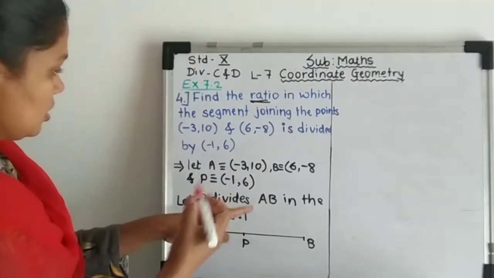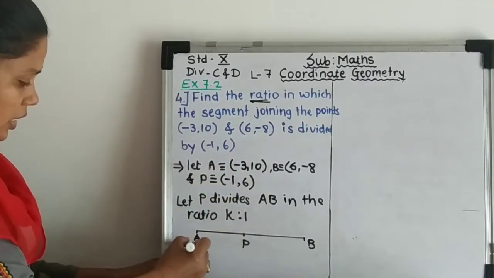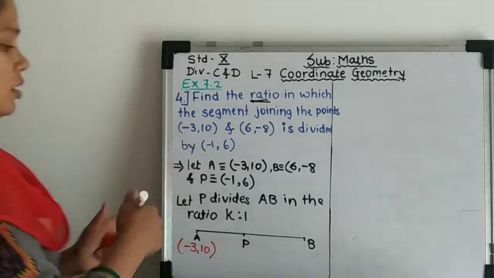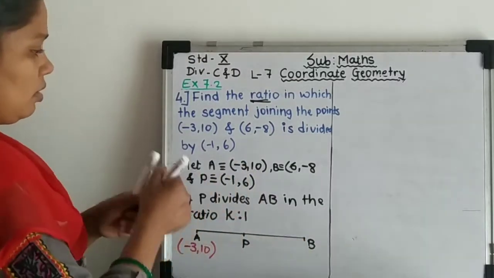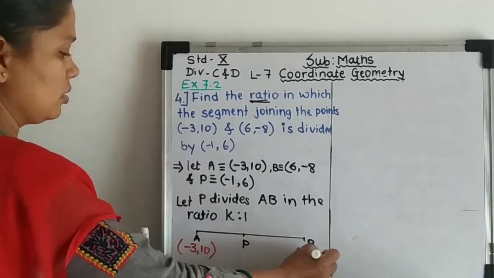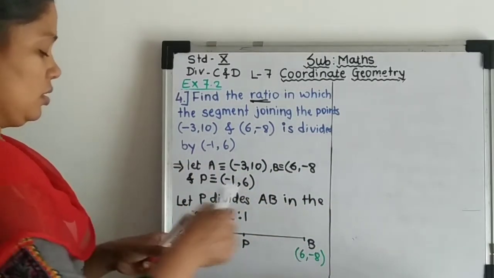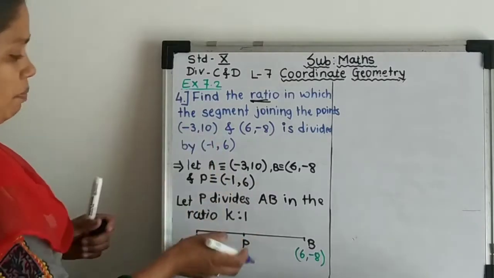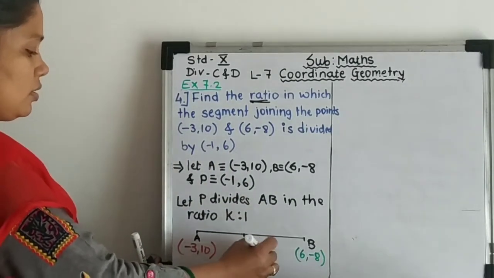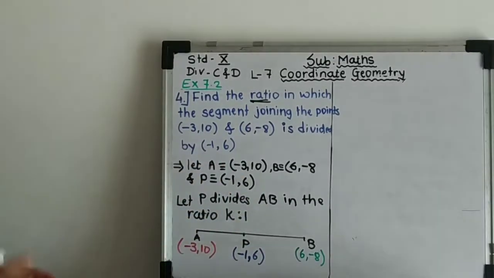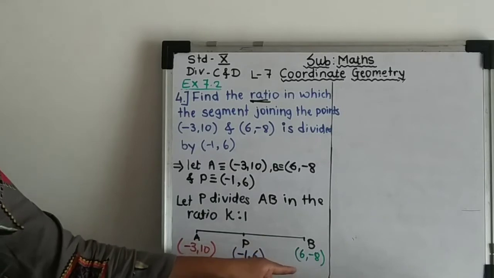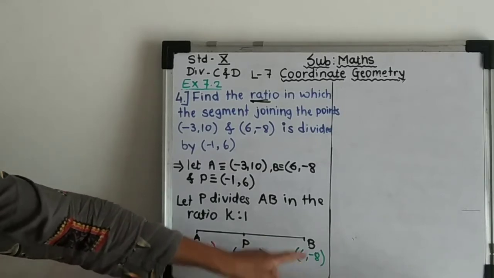A is (-3, 10). Okay. B is (6, -8). And P is what? (-1, 6). What I did over here is that I have written the A coordinate, P coordinate and B coordinate.